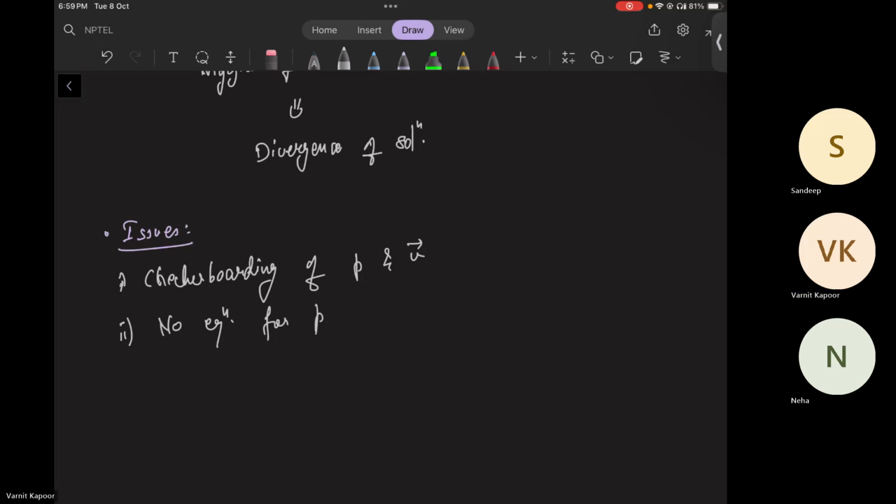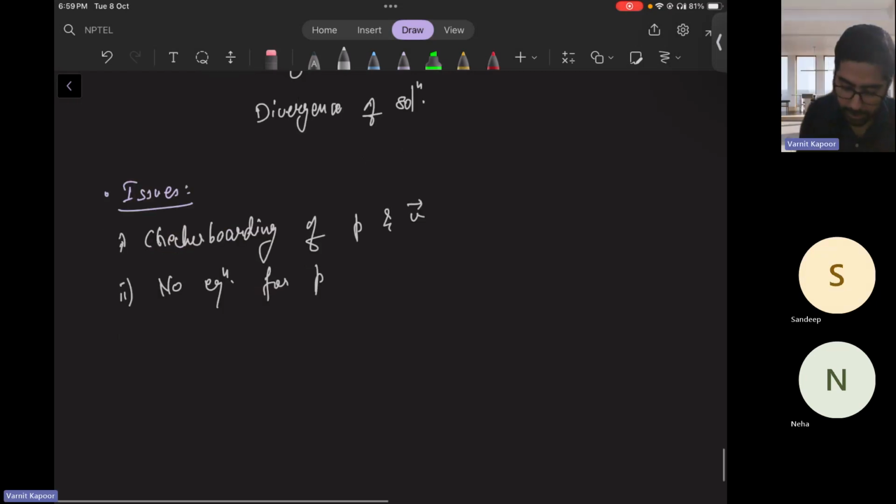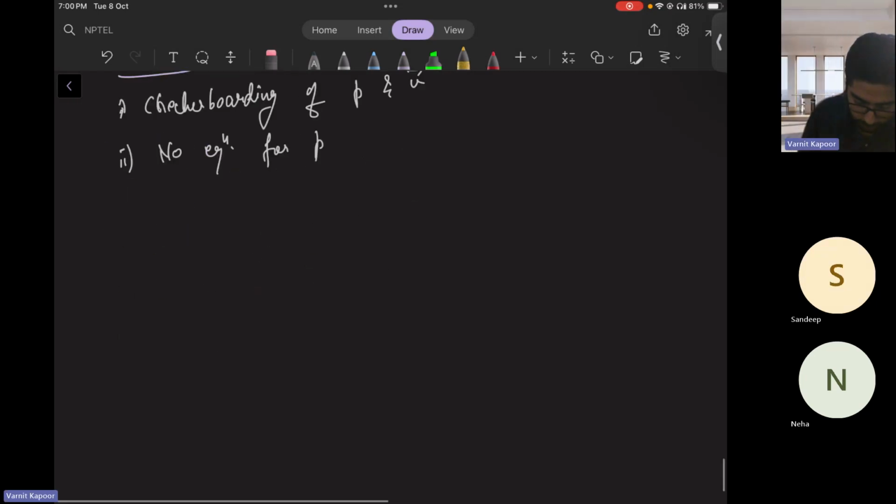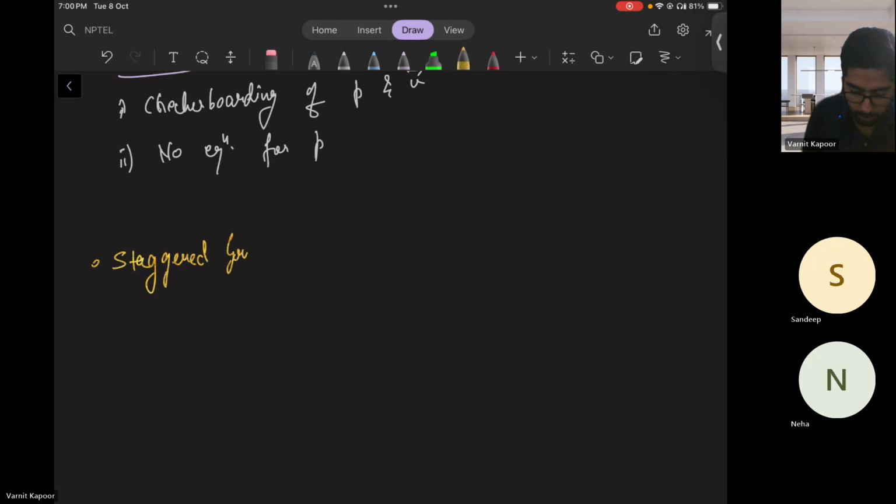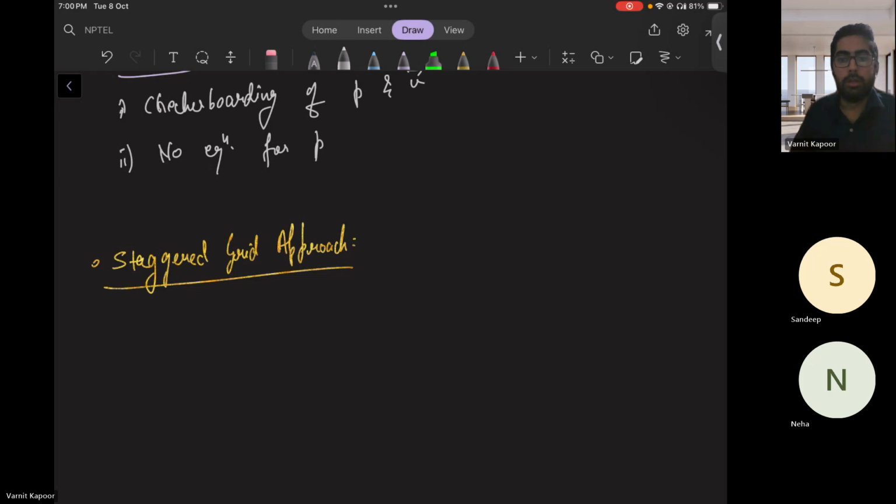Okay, let's start. So we came across these issues. So what we can say, staggered grid approach is a remedy for checkerboarding. We realize that checkerboarding is a result of storing U and P both at the same cell centroid locations, or you can say co-located locations.